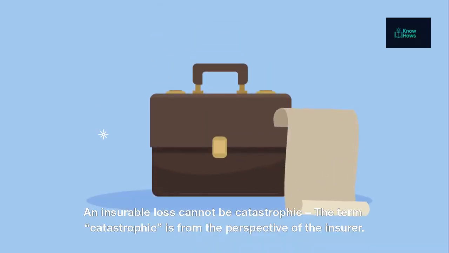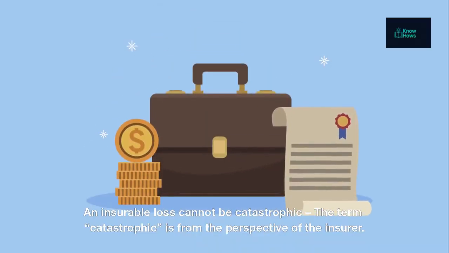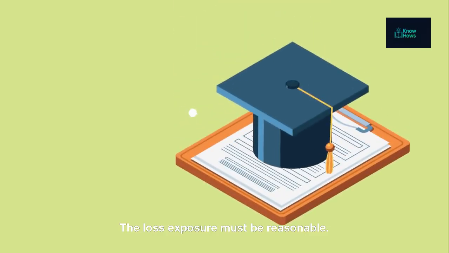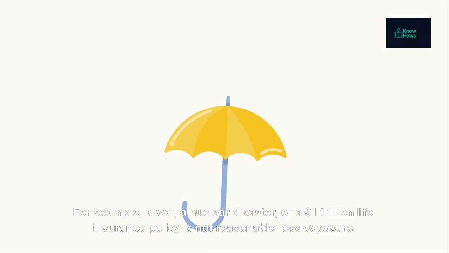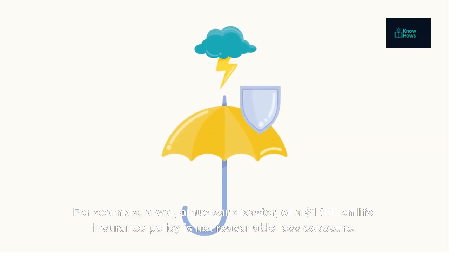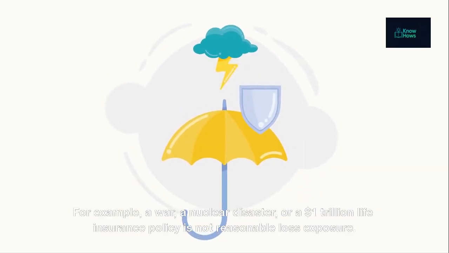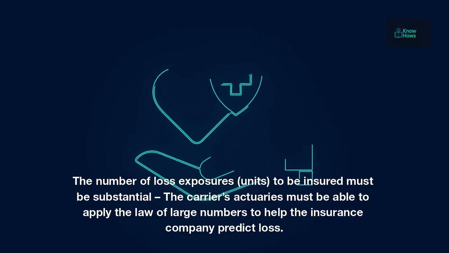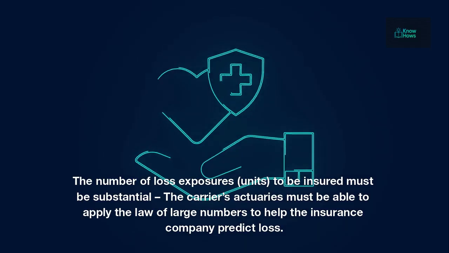An insurable loss cannot be catastrophic. The term catastrophic is from the perspective of the insurer. This is meant to indicate that it's too big and uncertain to be insured. The loss exposure must be reasonable. For example, a war, a nuclear disaster, or a $1 trillion life insurance policy is not reasonable loss exposure. The number of loss exposure units to be insured must be substantial. The carrier's actuaries must be able to apply the law of large numbers to help the insurance company predict loss.